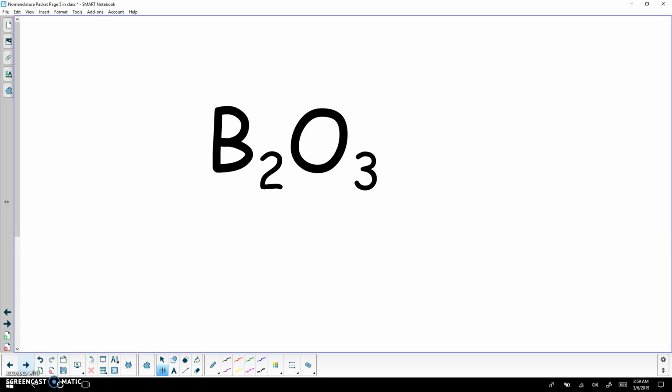Okay, here we have, this is going to be molecular. You have two nonmetals, so you need to use prefixes. We don't cross them, we don't unzip them, we don't look at charges. No reducing, it's just how many of A, how many of B. So this is diboron trioxide.